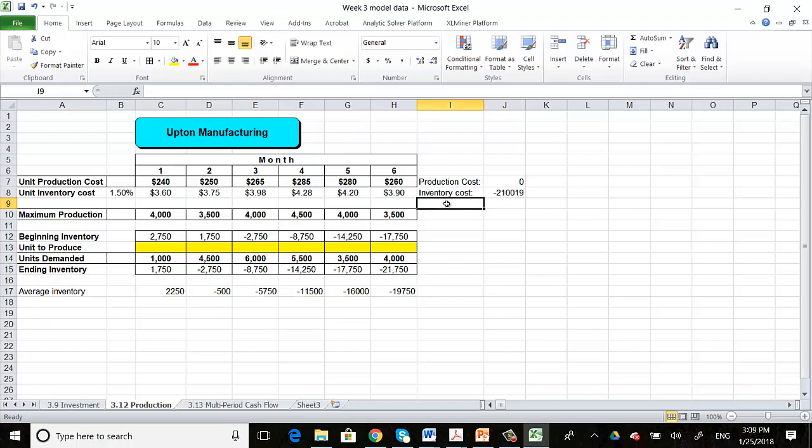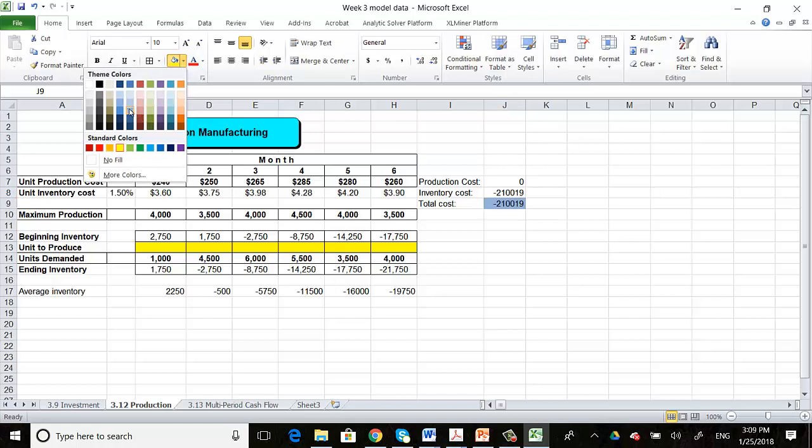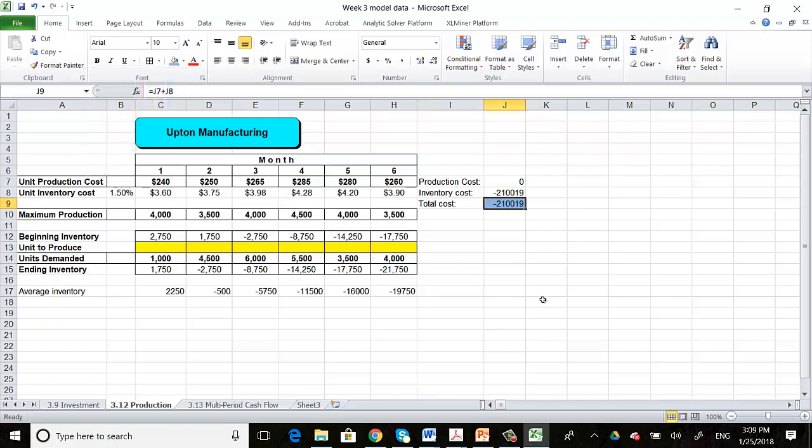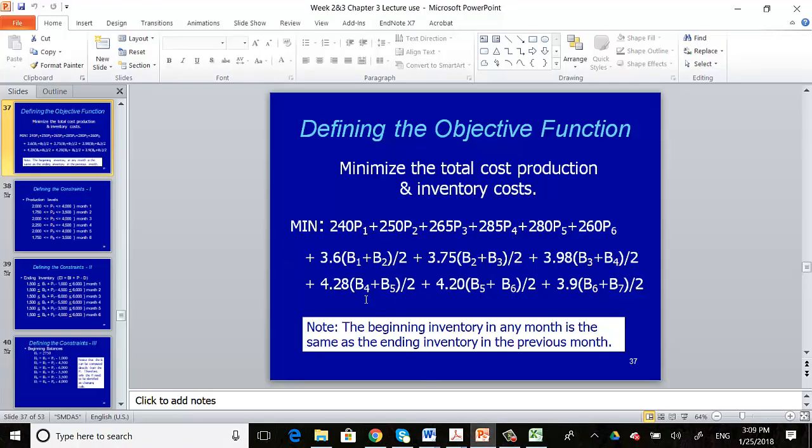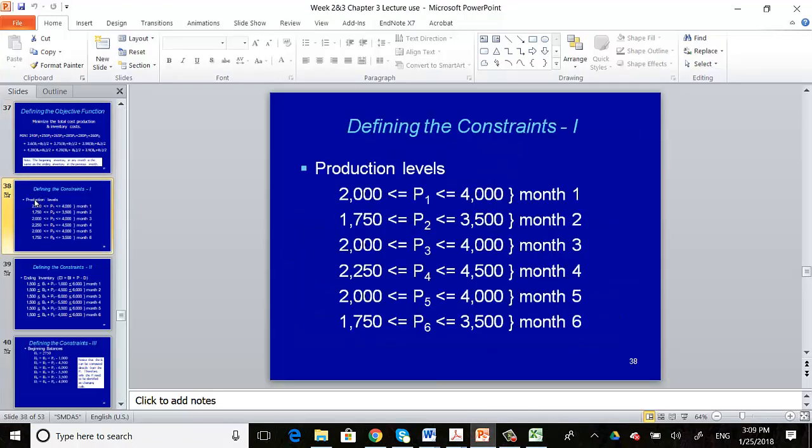Then we'll go calculate the total cost. This one's easy now, right? This one plus this one here. So the total cost, and the total cost is our decision, our objective function. Shade this one. Okay, so we have the decision variables and the objective function. Now we'll look at the constraints.